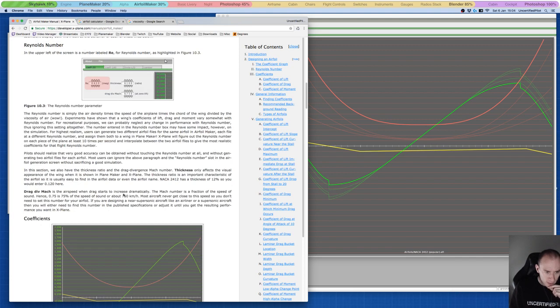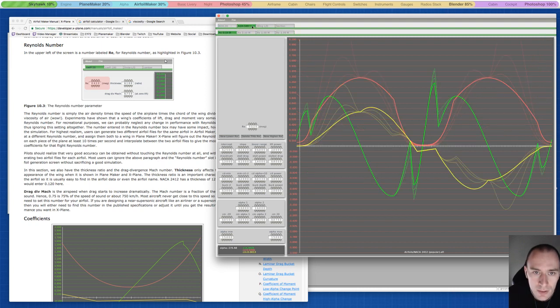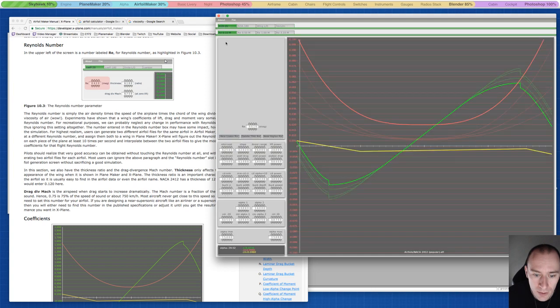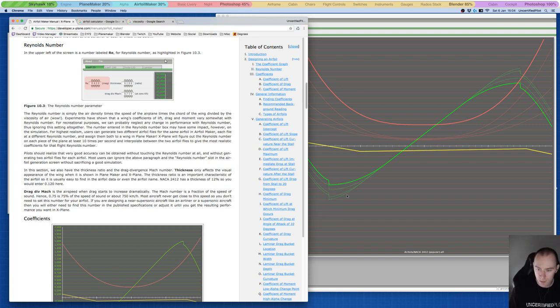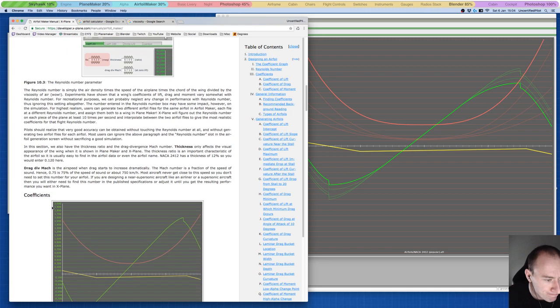Drag div Mach is the airspeed when drag starts to increase dramatically, but I don't see it here. I only see all kinds of other numbers. Am I looking at the right stuff? Yeah, it's just consistent. No. Wing LD, nope. Section also no. Okay, so that particular drag Mach thing is not there anymore, I guess. Yeah, that's correct. Okay.